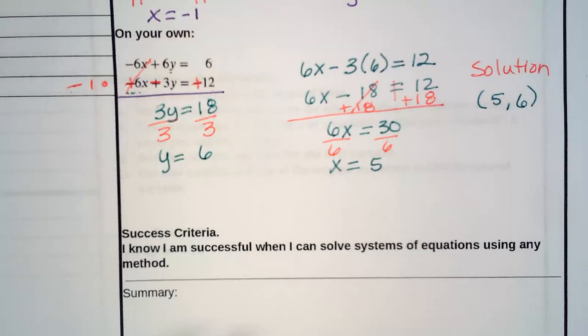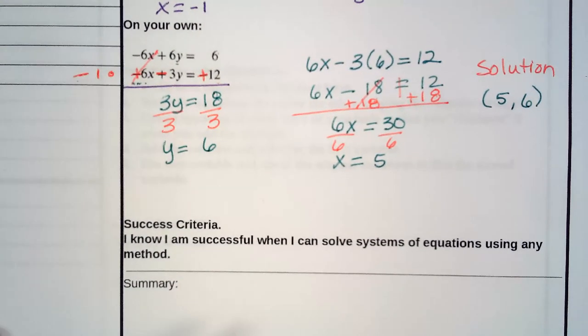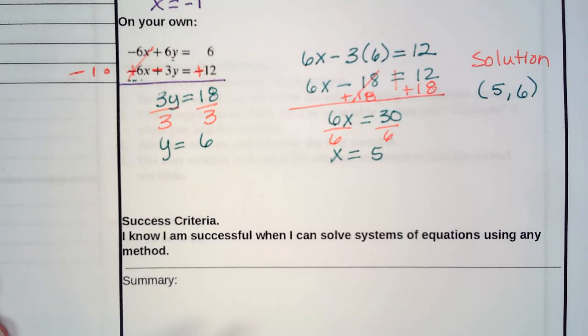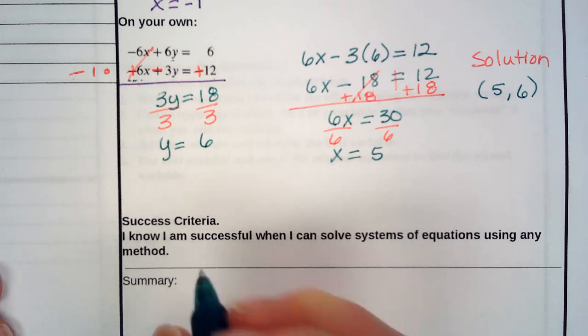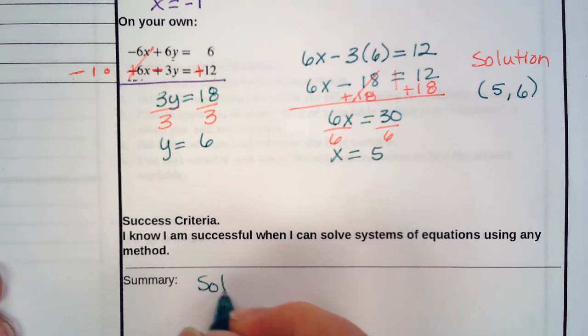How do you know when you're successful? You know you're successful when you can solve systems of equations using any method. This method is elimination.